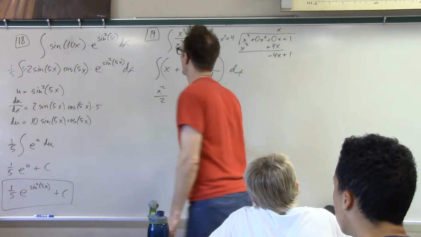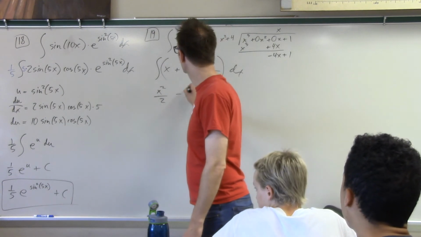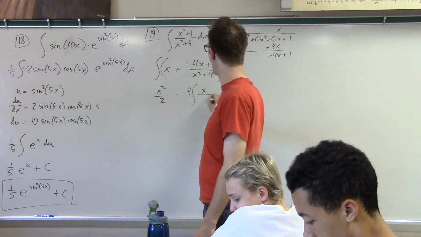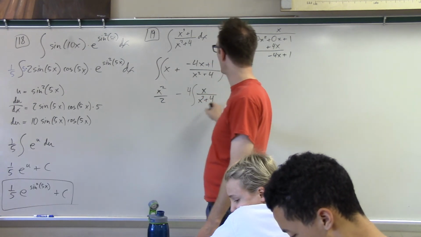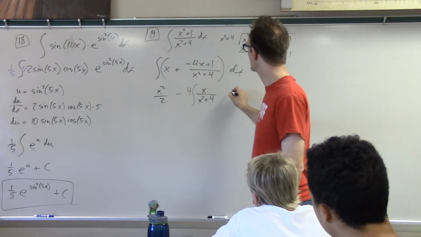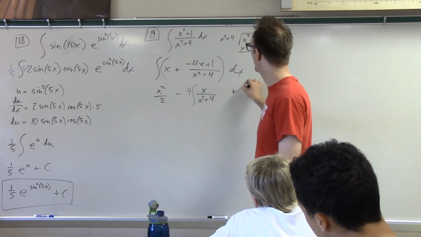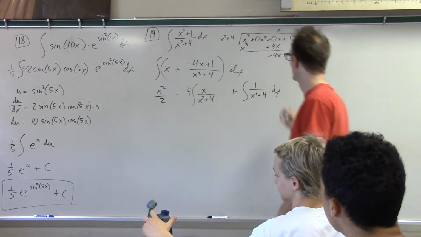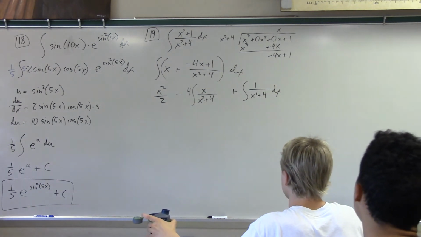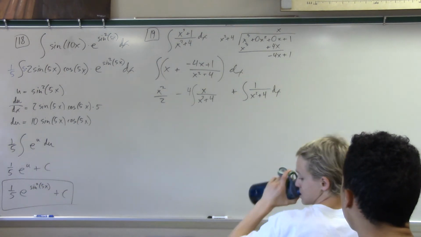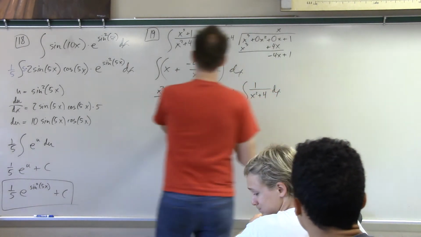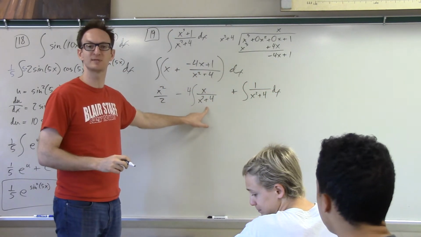She says, look, why don't we just say this is negative 4 times the antiderivative of x over x squared plus 4, which I can handle, and then plus the antiderivative of 1 over x squared plus 4 dx. In other words, by maximally splitting up the fraction, I now think I can handle at least more of this problem. How do I do x over x squared plus 4? We did problems like this in class last week.